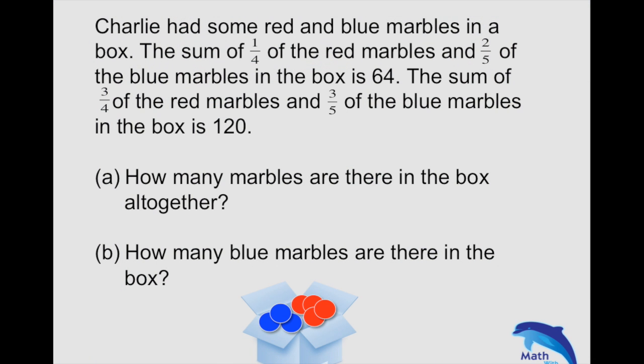Charlie has some red and blue marbles in a box. The sum of 1/4 of the red marbles and 2/5 of the blue marbles in the box is 64. The sum of 3/4 of the red marbles and 3/5 of the blue marbles in the box is 120. Part A. How many marbles are there in a box altogether? Part B. How many blue marbles are there in a box?